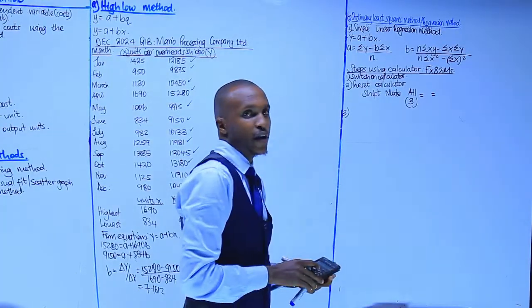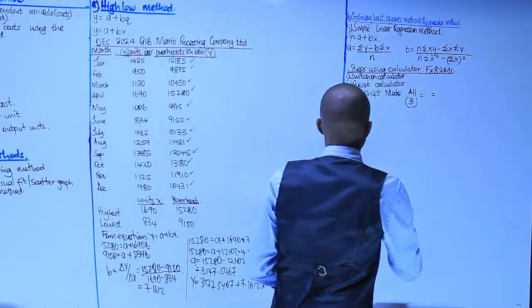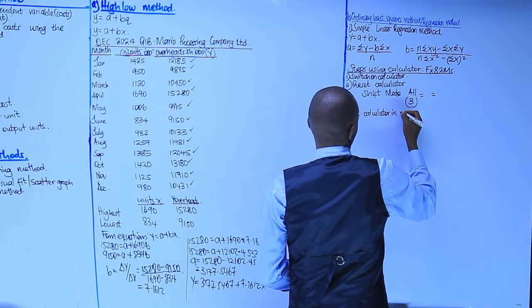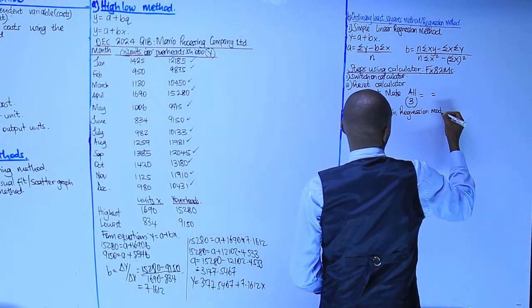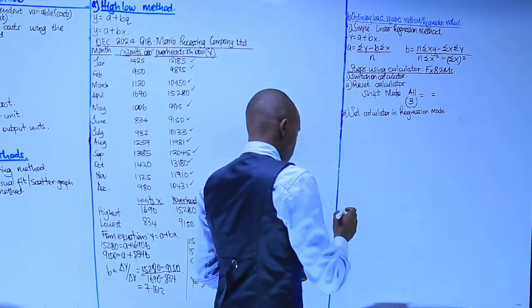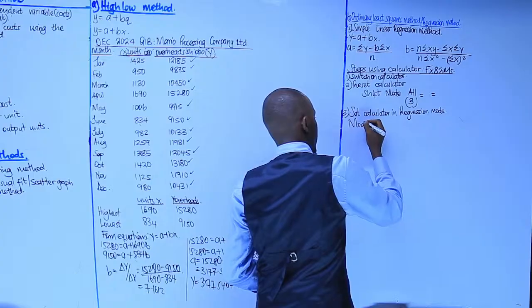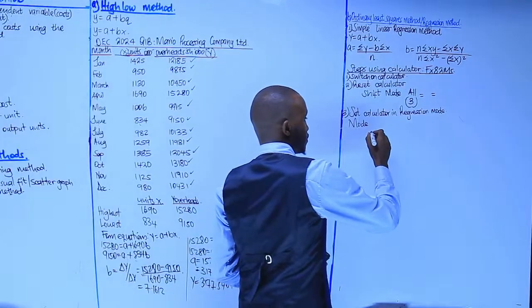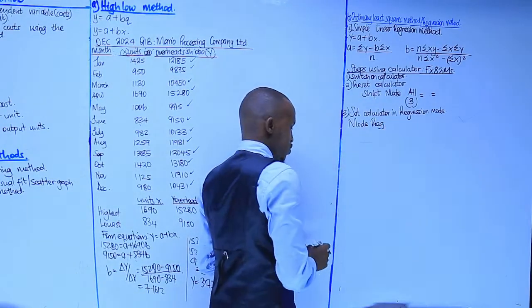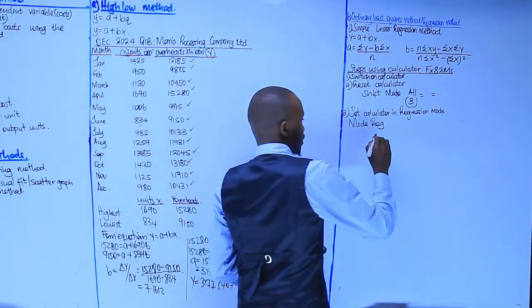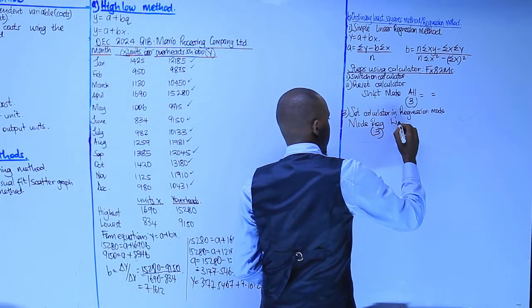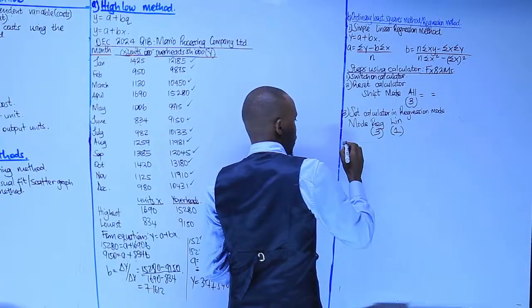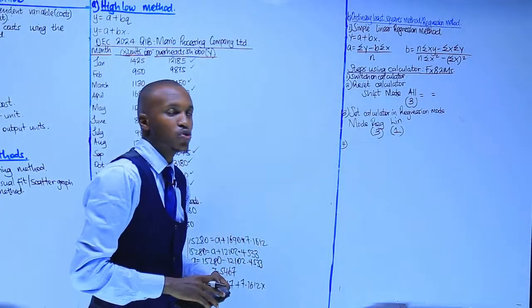The third step is to set the calculator in regression mode. How do you do that? You press Mode, then regression, which is denoted by number 3, then linear, denoted by number 1. Step 4 is input your data.